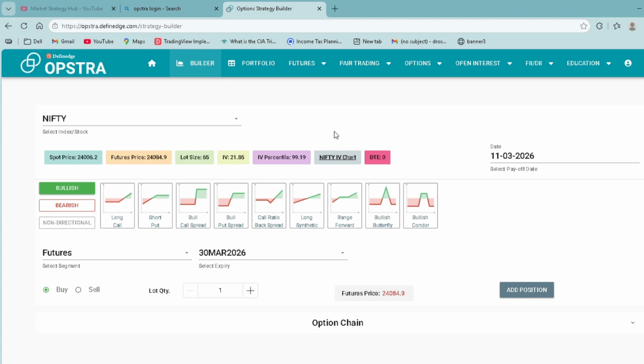In this episode, I'll be sharing stock market and options trading strategies so beginners can understand them easily. Today, the market is around 24,000, and many traders expect the market to be slightly bearish. So I will show you a simple bearish option strategy for beginners, and we'll build it step by step using Opstra, this Opstra website.